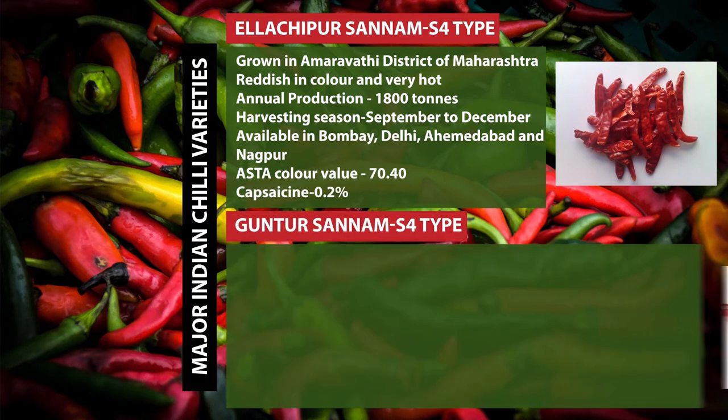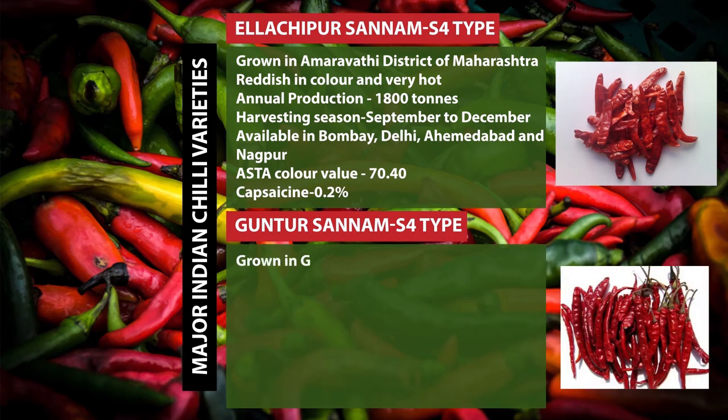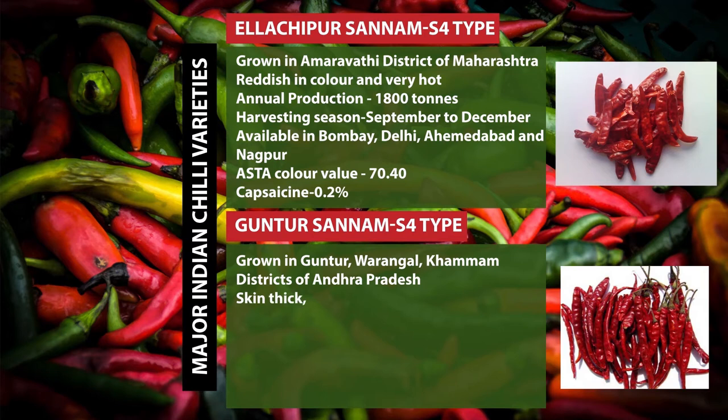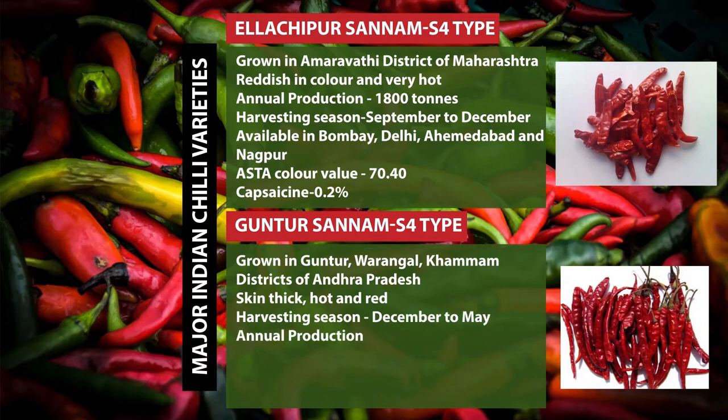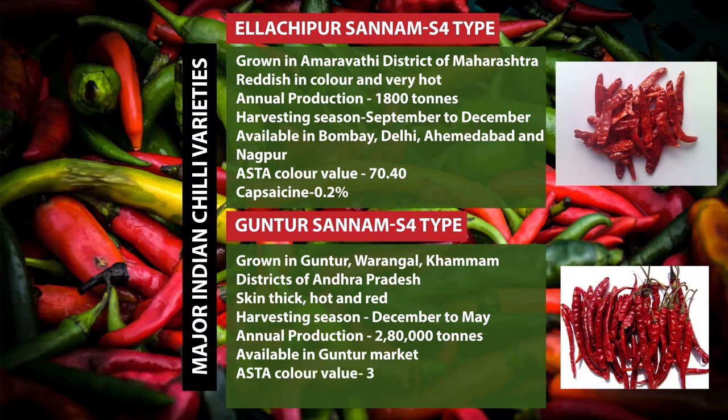Guntur Sanam S4 type, grown in Guntur, Warangal, Khammam district of Andhra Pradesh. Skin thick, hot and red. Harvesting season, December to May. Annual production, 2,80,000 tons. Available in Guntur market. ASTA color value 32.11. Capsaicin 0.226%.